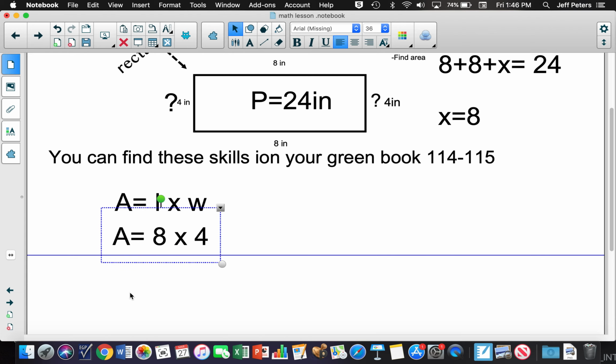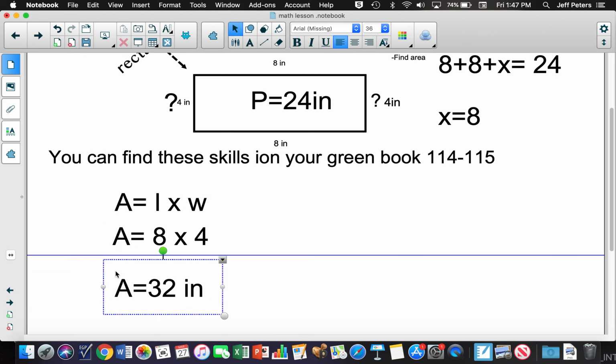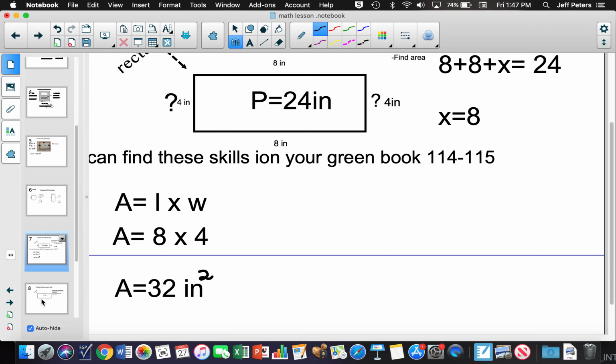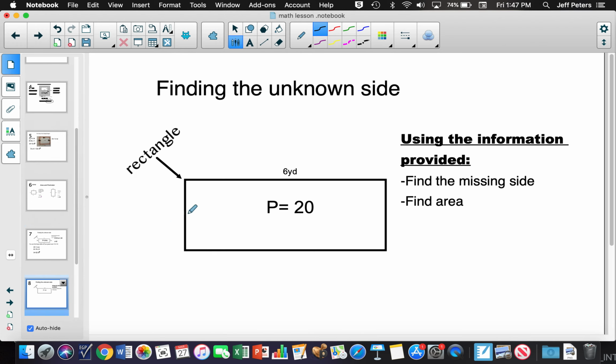Sorry, boys and girls. Area equals 32 inches. And remember that we need to square it. All right, great job. Let's move on to the next problem. Finding the unknown side once again.